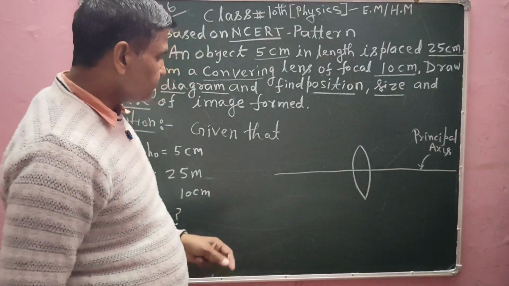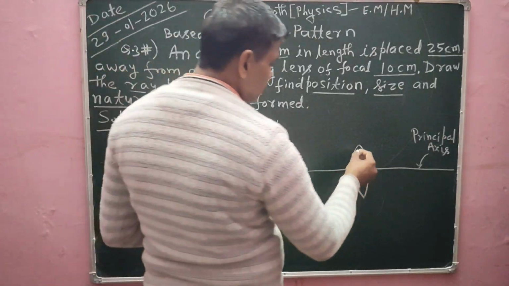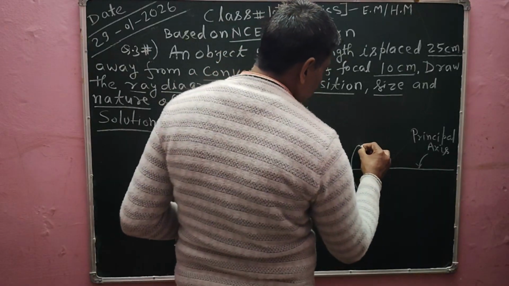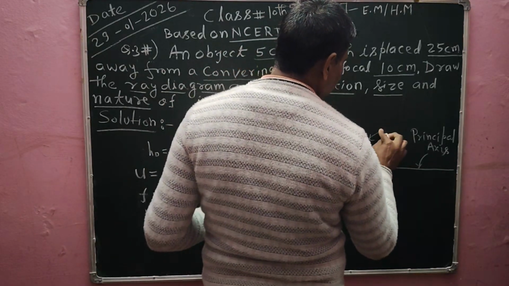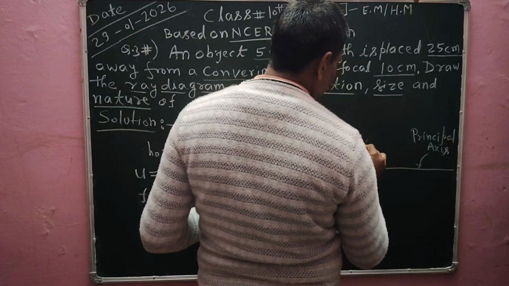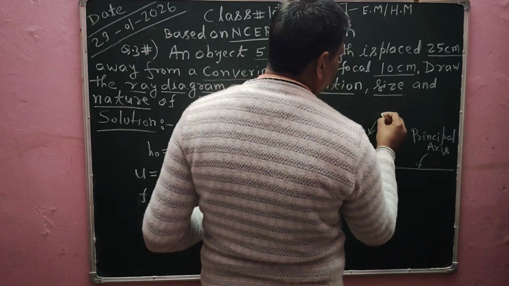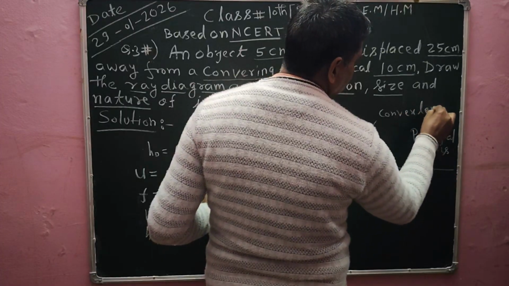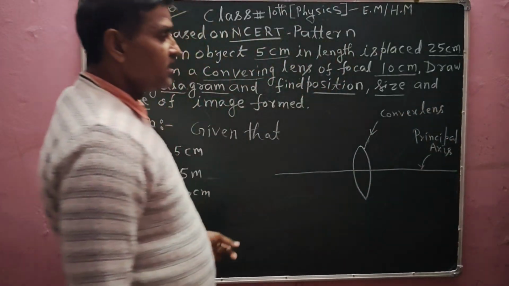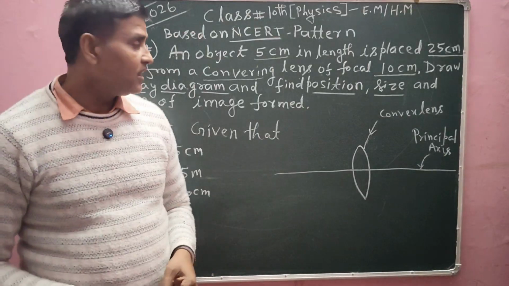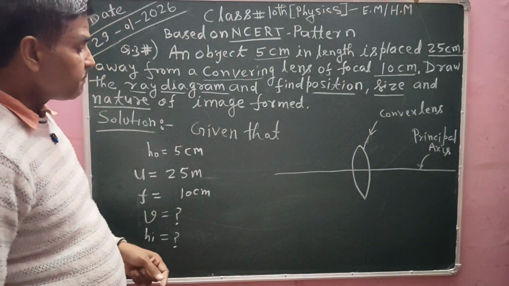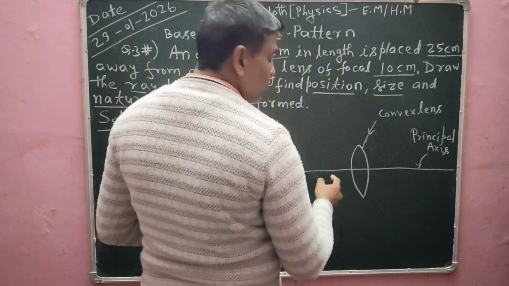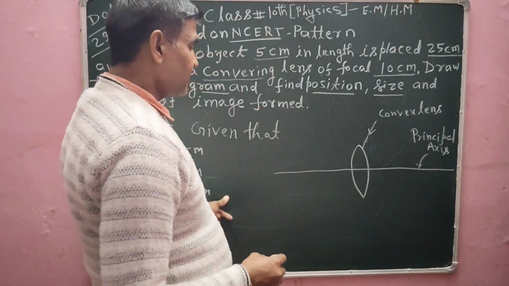Now I will write the name of this lens: this is the convex lens. In Hindi that is called uttal lens. This convex lens has two focus and two center of curvature.